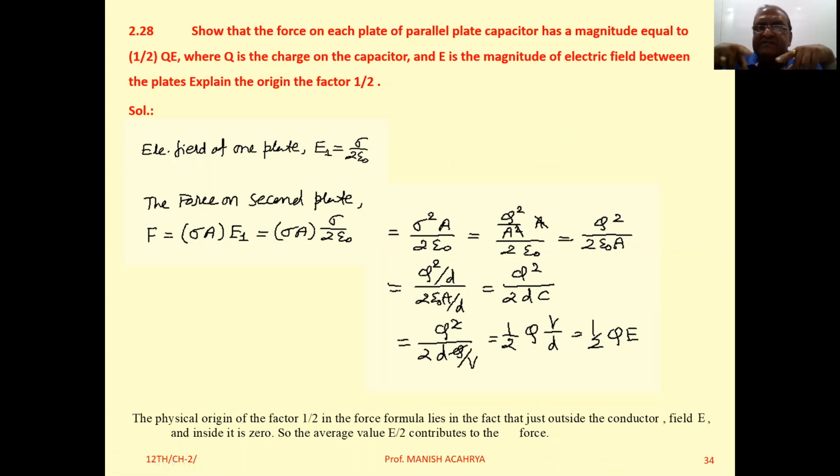When the capacitor is charged, the charge on the capacitor increases from 0 to Q. And therefore, the electric field established between the two plates of the capacitor also increases from 0 to E. And therefore, the average value of the electric field, E by 2, contributes to the force. And therefore, this factor 1 by 2 appears here. Clear to all of you?